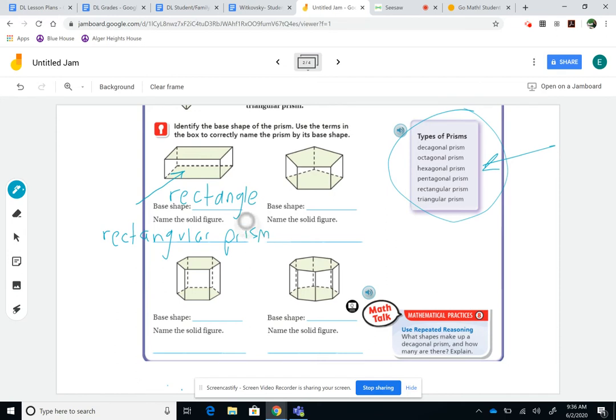Oops, I forgot my eye. Now I'm going to switch colors for the next one just so you can tell them apart. What is the base shape of this one? Well, I see 1, 2, 3, 4, 5 sides. A 5-sided figure, if you remember from the last math lesson, is a pentagon. P-E-N-T means 5. Pentagon. And then you look for it in the types of prisms, and we have a pentagonal prism.